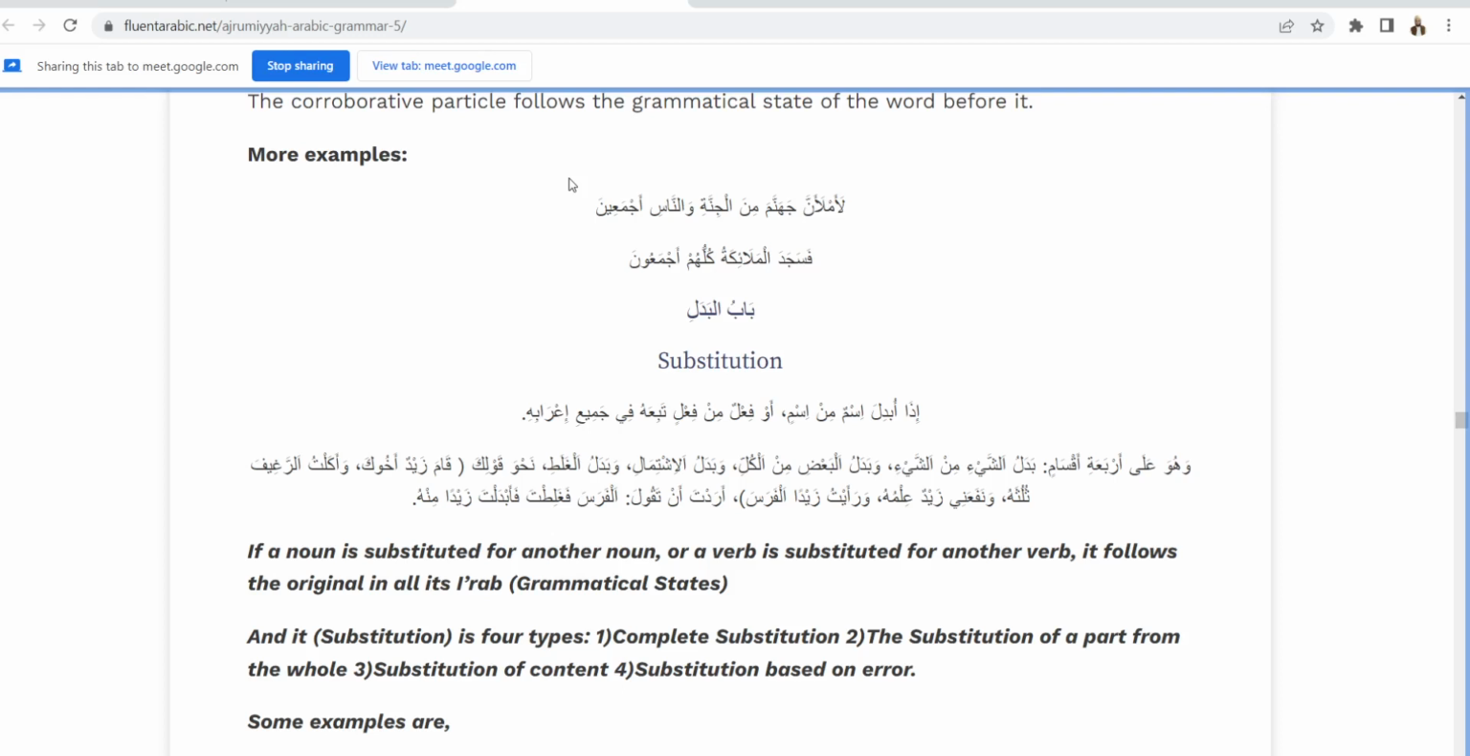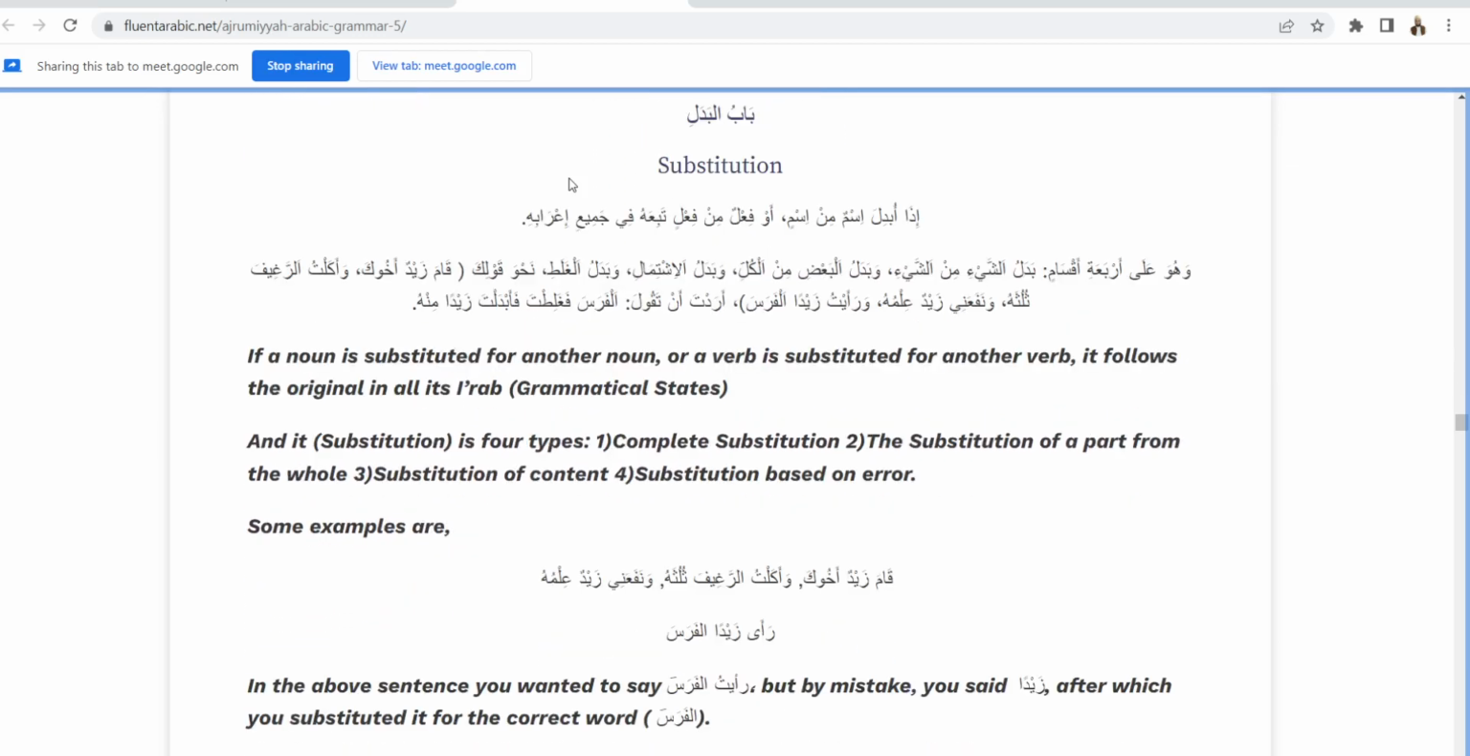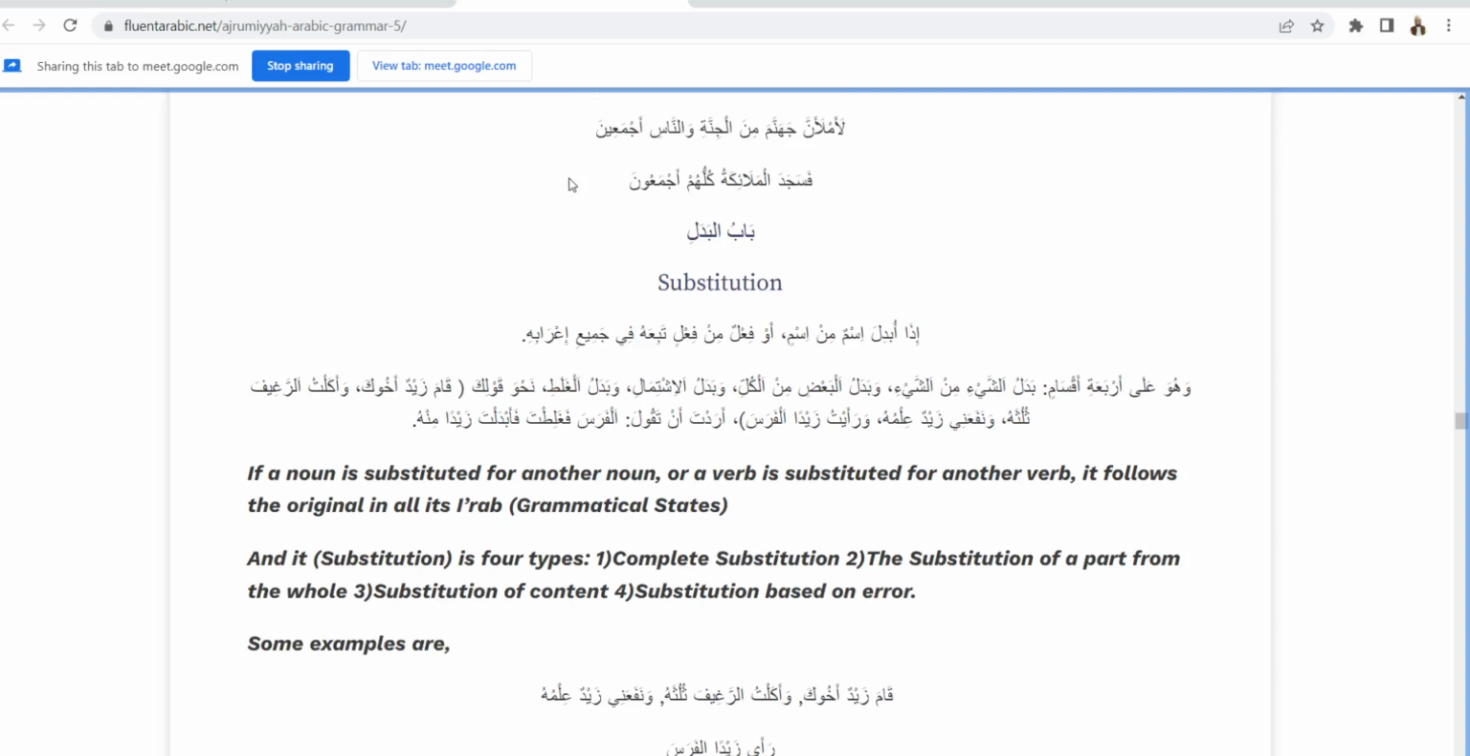Okay, so Allah says here لأملأن جهنم من الجنة والناس أجمعين فسجد الملائكة كلهم أجمعين. They fell into prostration, the angels, all of them, two times of emphasis. SubhanAllah. So question: what are the names or the tools of Tawqeed? And give me 3 examples.